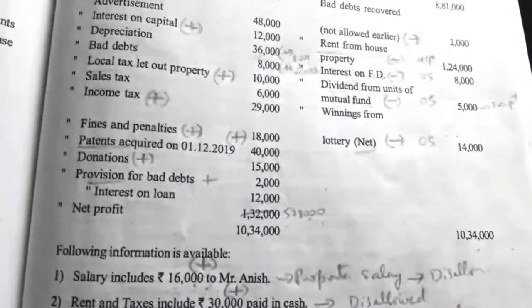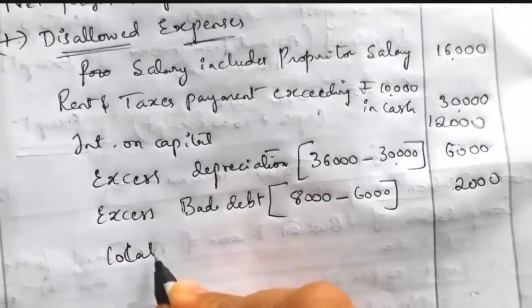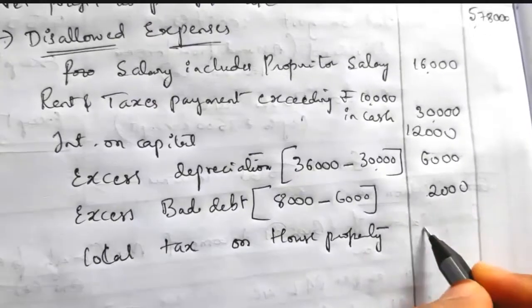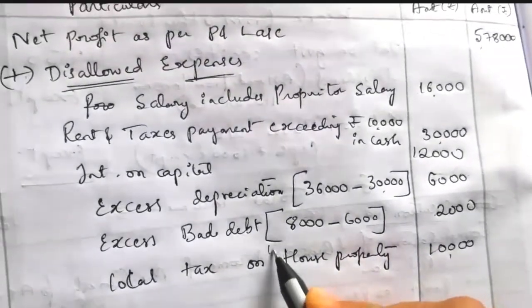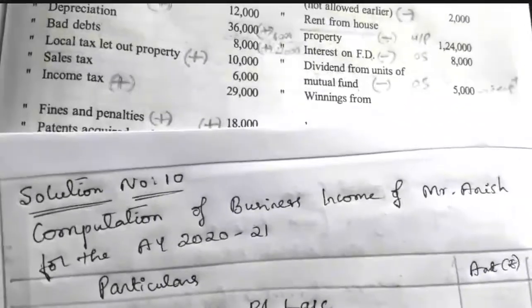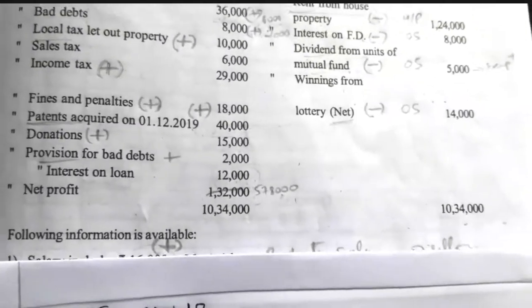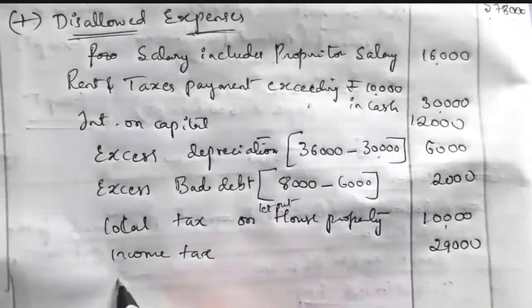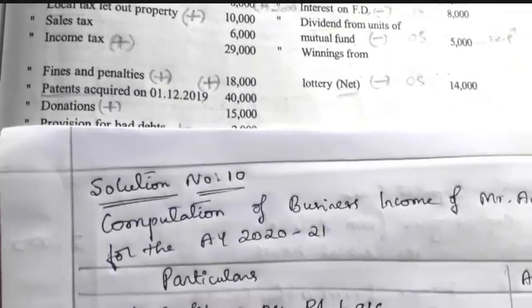Next, local tax on let out property is not relating to business, so we have to cancel it. Local tax on house property of rupees 10,000 is relating to the let out house property, so 10,000 we have to disallow. Then sales tax is allowed. Income tax is disallowed, so write income tax 29,000. Next is fines and penalties, not relating to business. So we have to cancel fines and penalties. The value is 18,000.